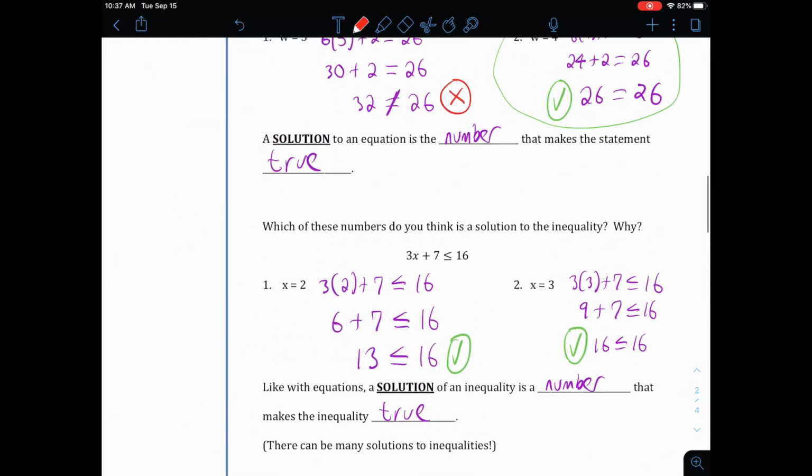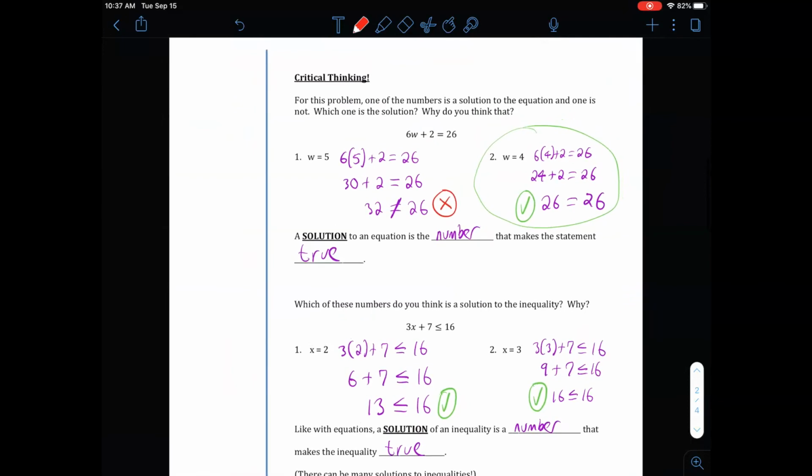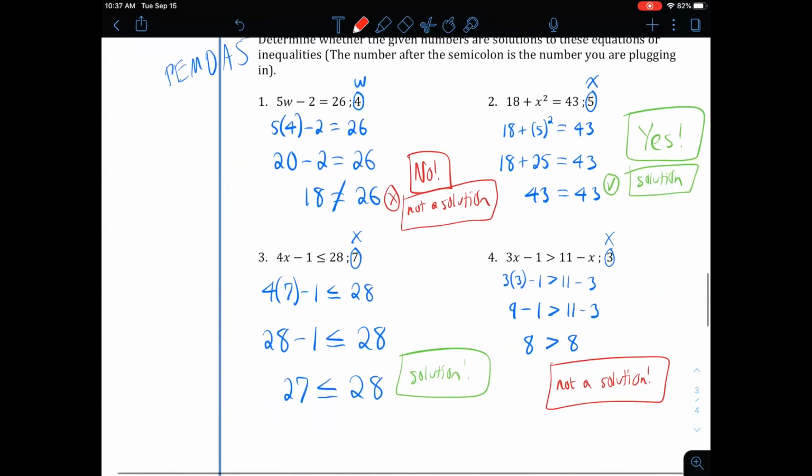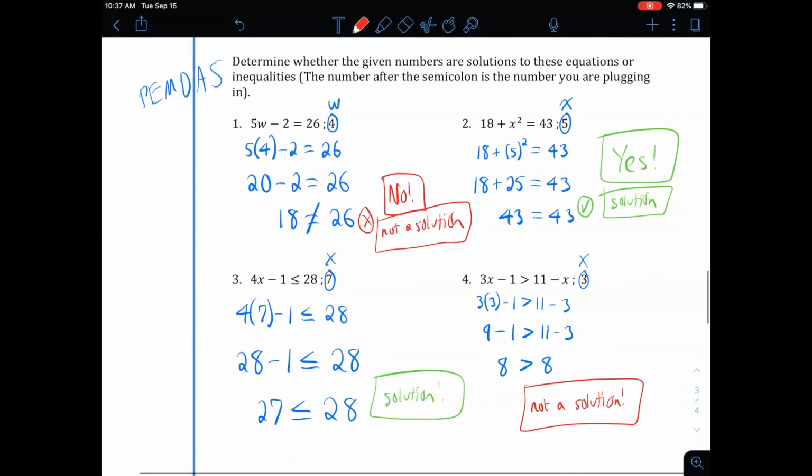Okay? So that should be your lesson for today. I'm going to go back and fix these notes and put solution or not a solution. So, actually, I kind of did it for these ones, so that's fine.